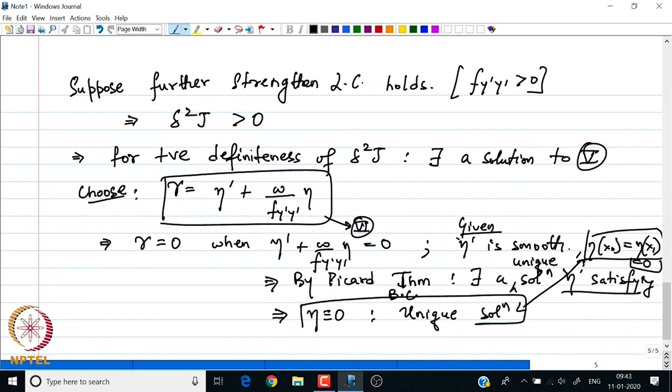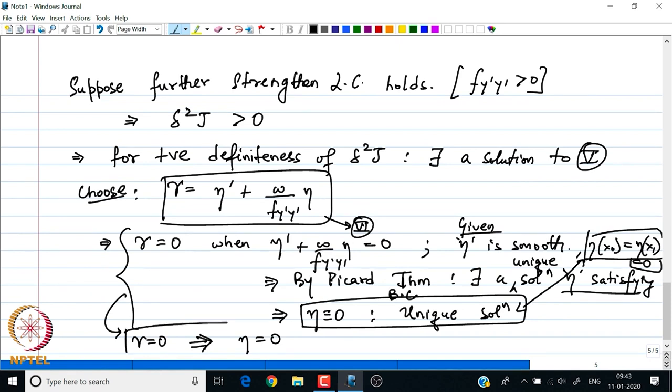So, which means the following. The grand conclusion out of this small discussion is that gamma equal to 0 only if eta is 0, right? And gamma, we know, is a real valued function. Okay, so then let me summarize our discussion in the form of a small result. Let me call this a lemma. So, the result is as follows.